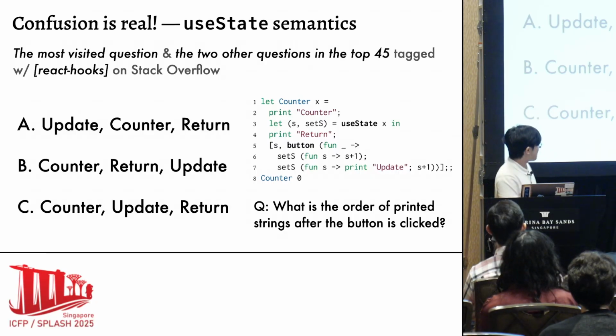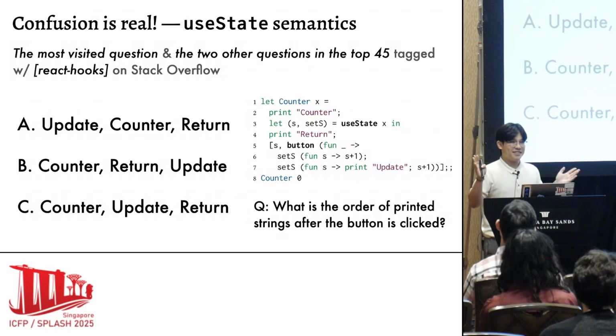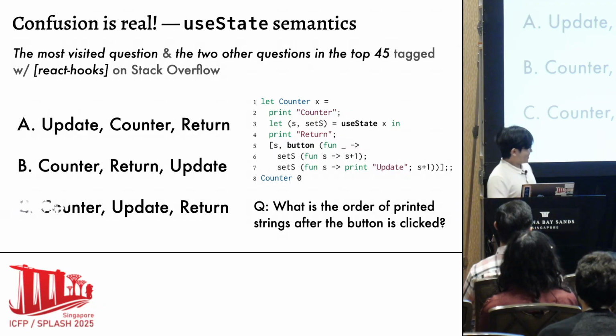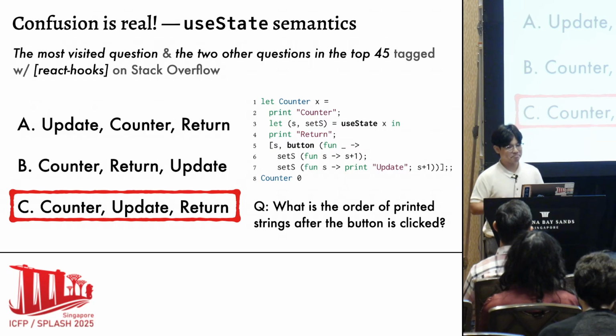Okay, there's one. If you think it's B, please raise your hand. Okay, I see 2. If you think it's C, please raise your hand. Okay, I see quite a few. So the answer is C, counter, update, return. So as you can see, hook semantics can be quite subtle even for us PL researchers.